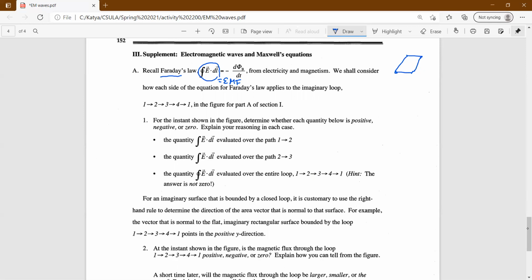Okay, so now they're asking you to evaluate this integral along the path from points 1, 2, 3, 4, and back to 1.